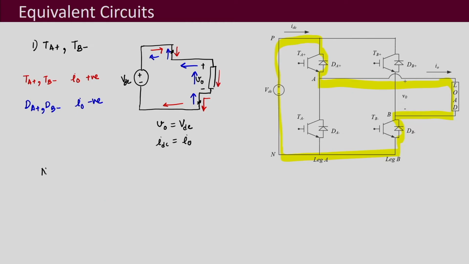So, non-conducting devices block VDC voltage, and conducting devices carry IO current. That is what we have to remember, because this is what we will be requiring when we draw the waveforms.